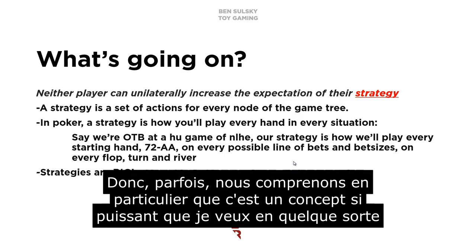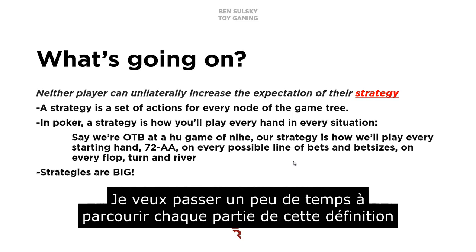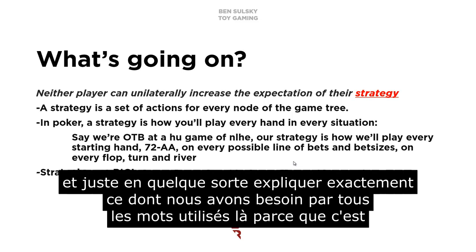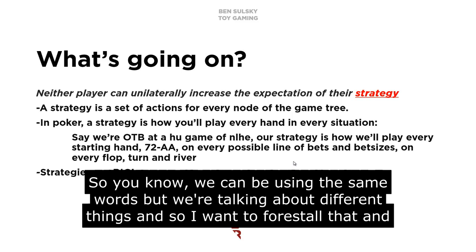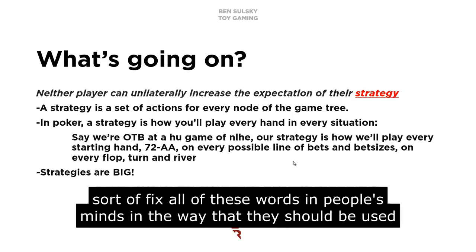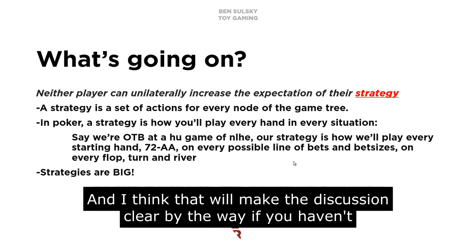So sometimes we get, especially when this is such a powerful concept that I want to build our whole understanding of GTO on, I want to spend some time going through every part of this definition and explaining exactly what we mean by all of the words being used there. Because that's one of the main ways that confusion can creep in. We can be using the same words but talking about different things. So I want to forestall that and fix all of these words in people's minds in the way that they should be used properly in this context. And I think that will make the discussion clear.